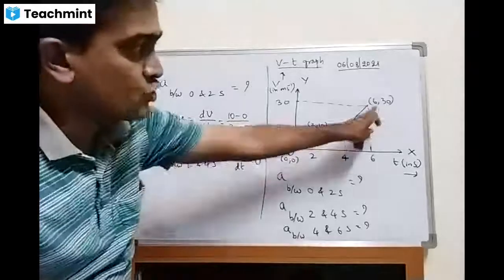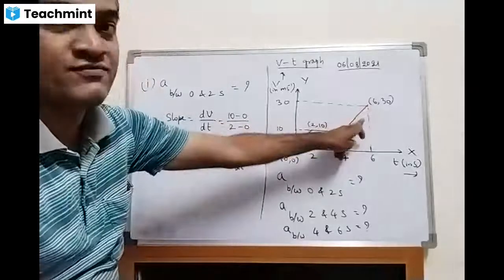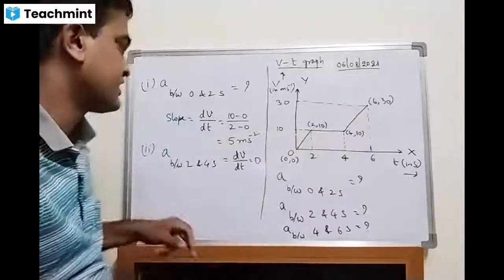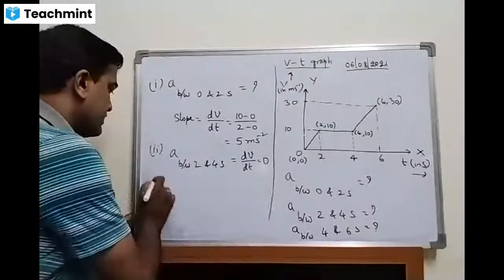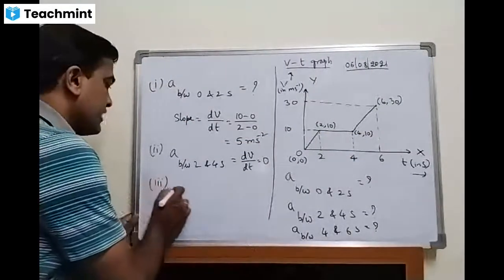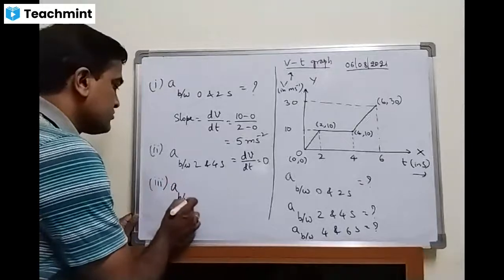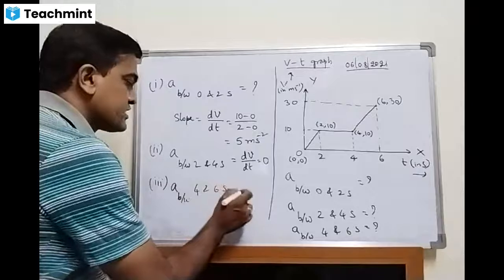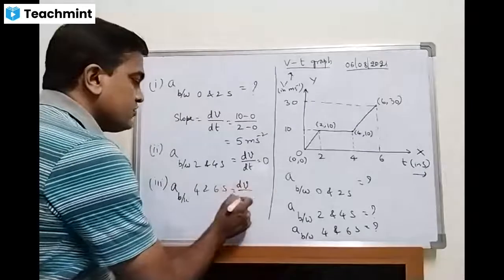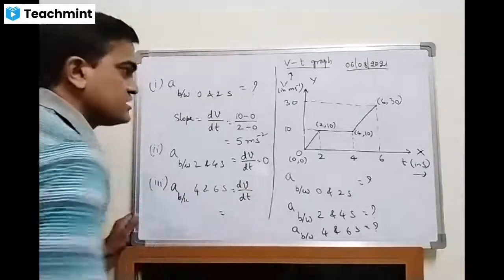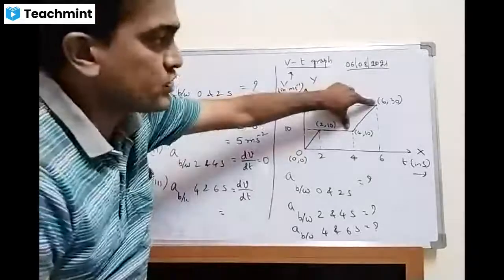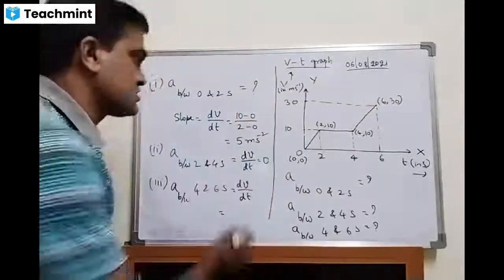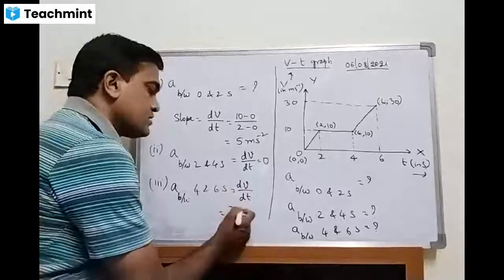Now can I find slope here? Again, second graph, we can. Recall the magical graph. This is the second graph again. So the third one, can I find out the third one? Acceleration between 4 and 6 seconds is equal to dv upon dt. Now take these two coordinates: take this one as x1, y1, and this one as x2, y2. So 30 minus 10 by 6 minus 4.